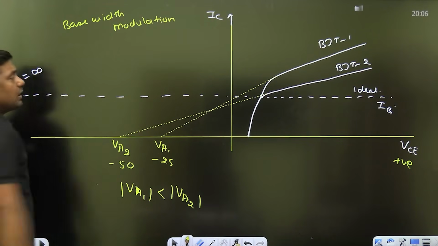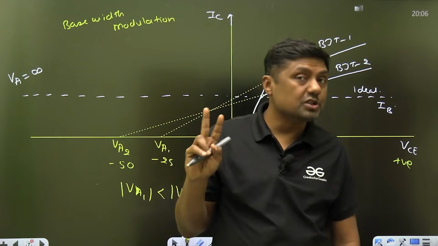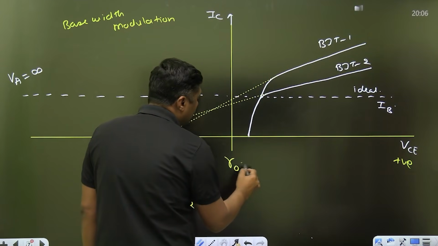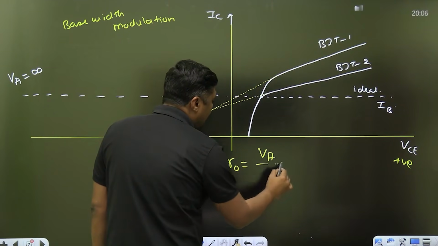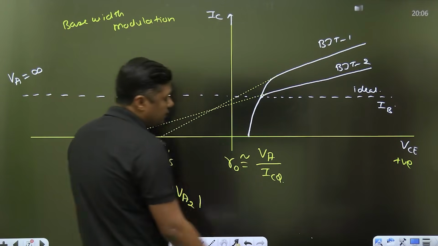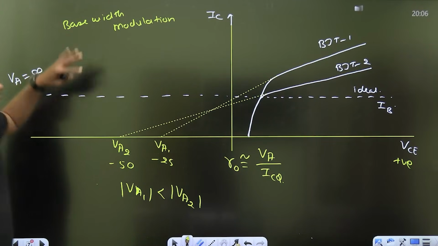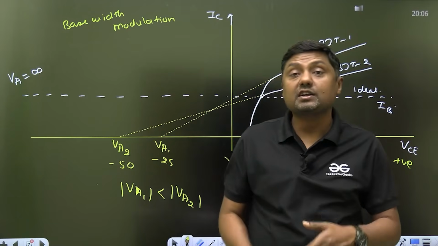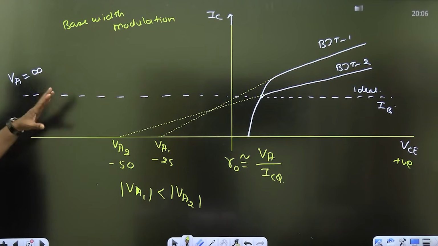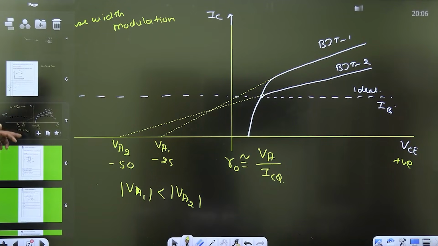With the help of the early effect we are calculating the output resistance. This time we have two questions on the early effect. In analog we again have the early voltage. R0, the output resistance, is approximately VA upon ICQ, the DC current. From that we can calculate R0, the output resistance. In my class I have already explained base width modulation or the early effect, and channel length modulation in MOSFET. So please solve this question carefully. This was the third question from EDC.